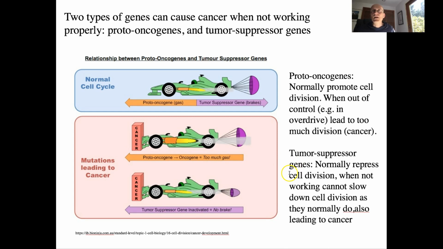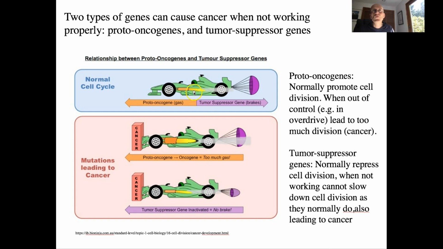The other type of genes are the tumor suppressor genes. They normally repress cell division. They make sure that the cell does not go too fast by putting the brakes on. And when these brakes no longer work, when they're either completely gone or they're not braking strongly enough, then you have the same problem: too much cell division. You have more cell division than you should have, even though now it's not because of the proto-oncogenes. They're still allowing the regular promotion of the cell, but the brakes don't work anymore.